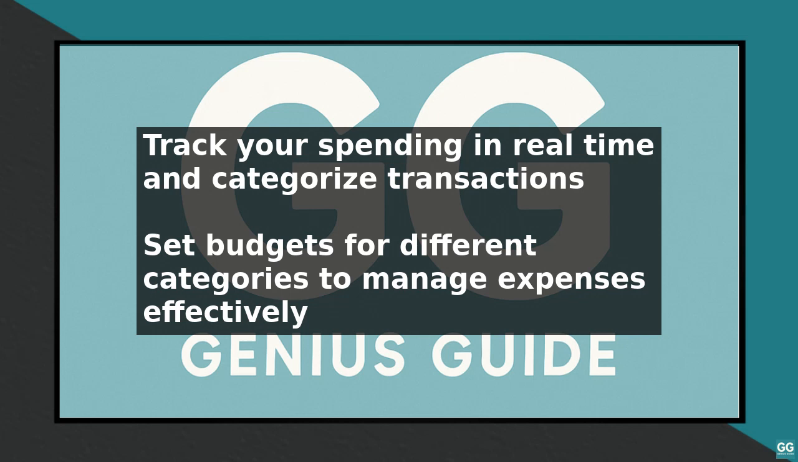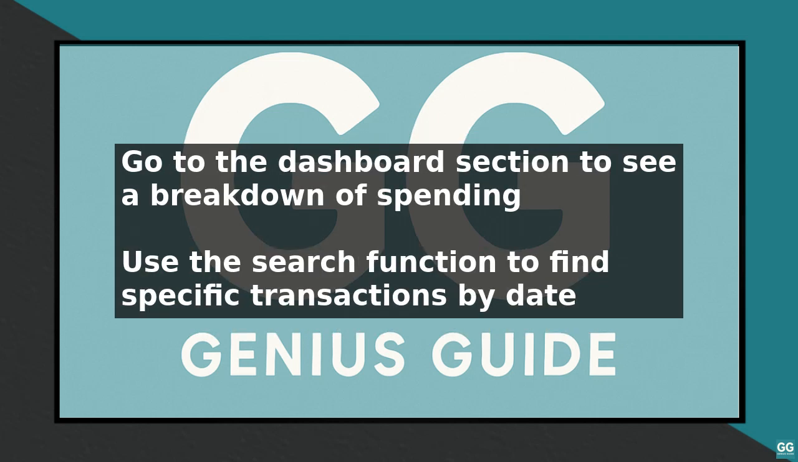Another key feature of Revolut is the ability to set budgets for different categories. To do this, go to the budgeting section of the app and select the category you want to set a budget for. You can then enter the amount you want to budget for that category and set a time period, such as a month or a year.